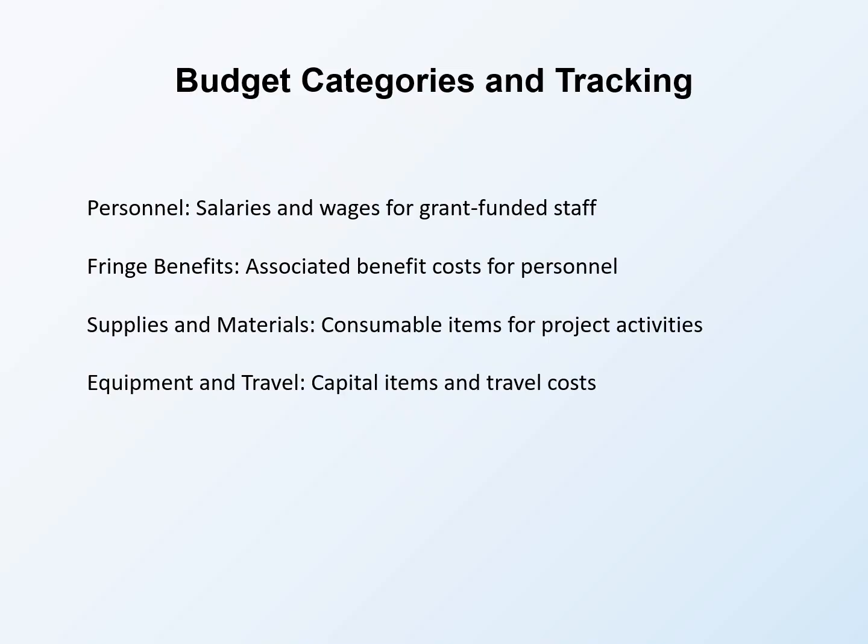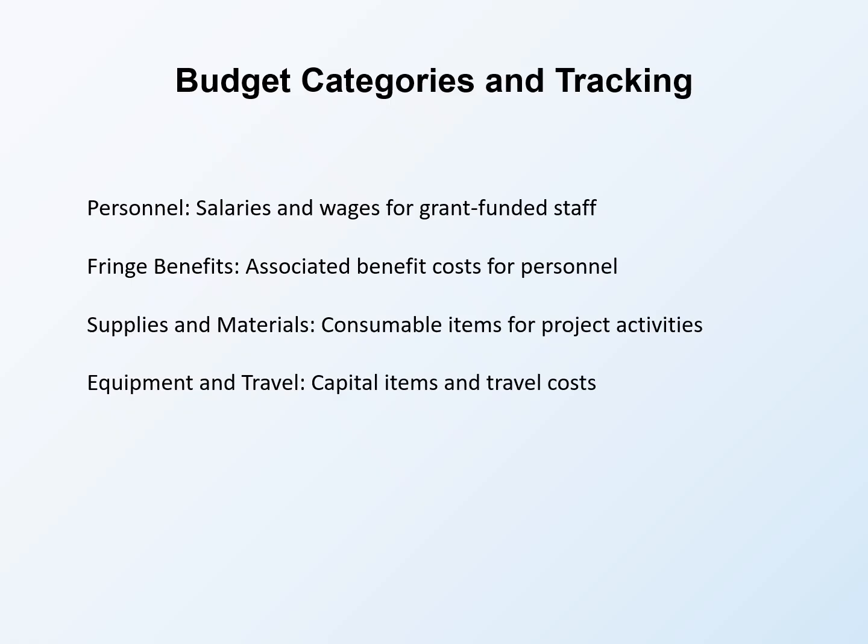Supplies and materials are consumable items used for project activities. These might include office supplies, laboratory materials, curriculum materials, or other items consumed during the project. Track these costs by type or purpose to demonstrate their connection to grant activities.